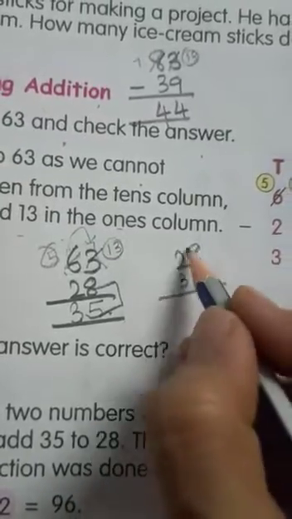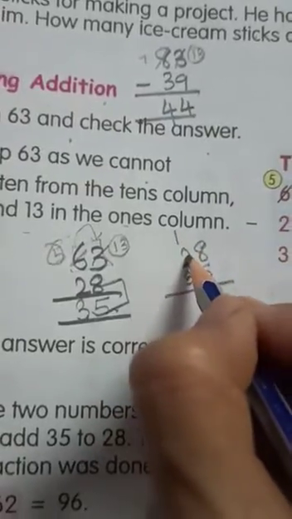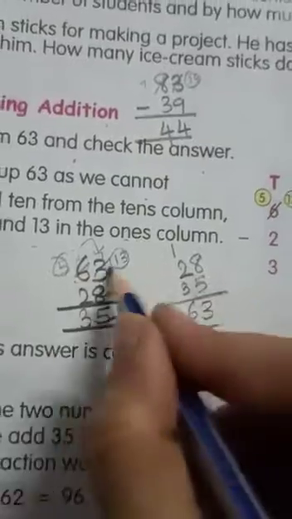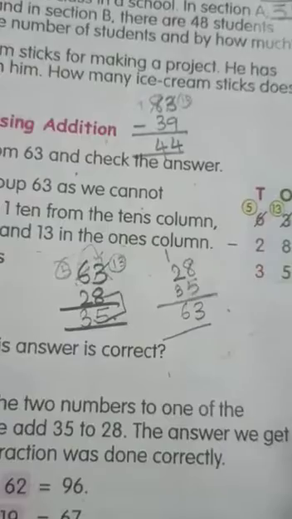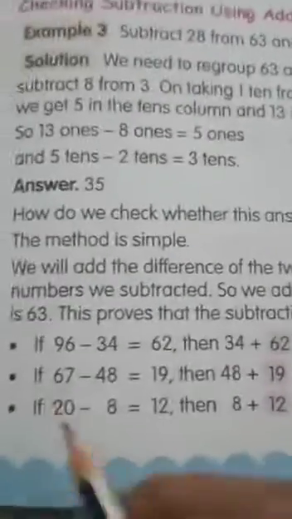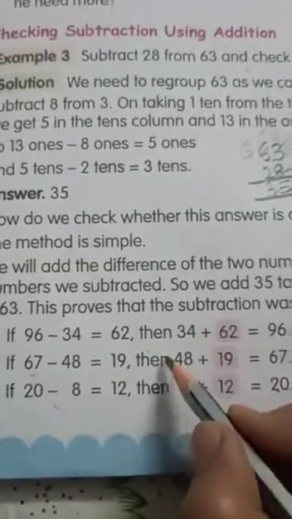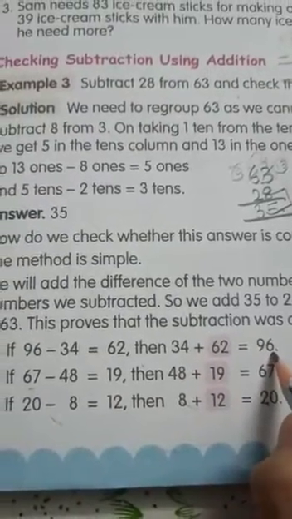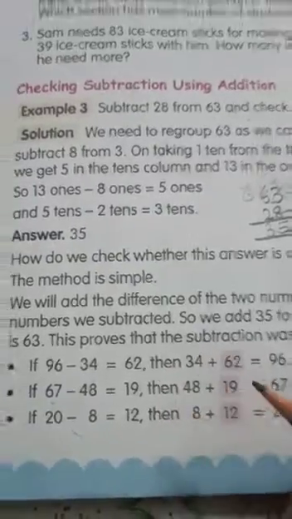5 and 8 plus 5 is 13. Write 3 here and 1 as carry. 1 plus 2, 3. 3 plus 3, 6. So we got 63. Both are equal or not? Yes, it is. So this proves that the subtraction was done correctly. So in the same way, if 96 minus 34 is equal to 62, then 34 plus 62 is equal to 96. Children, you have to do this by yourself.